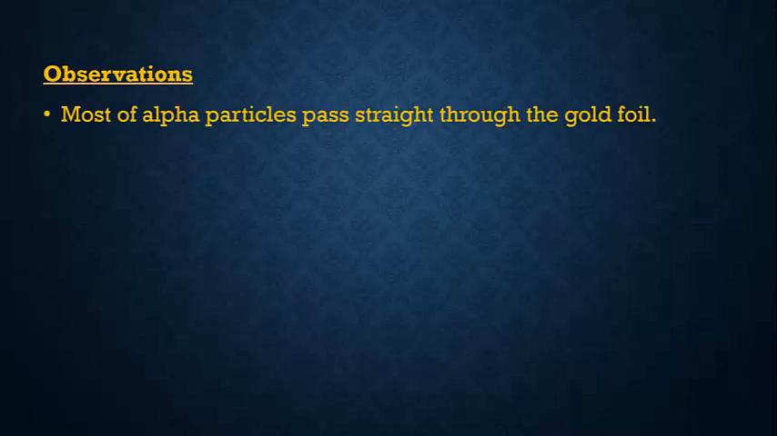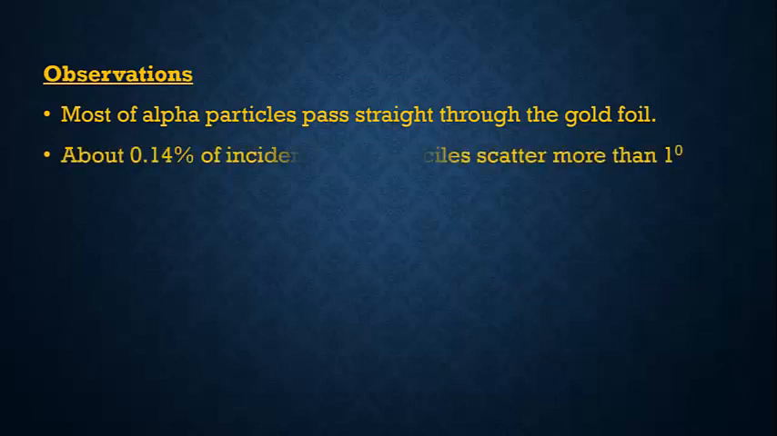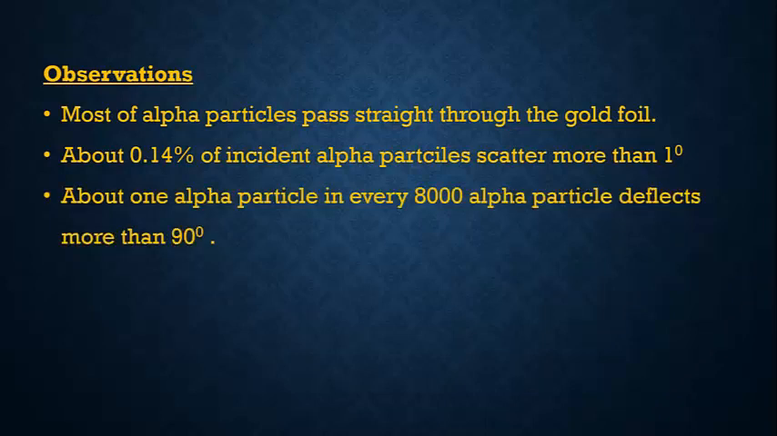As per Rutherford, what are the observations? Most of the alpha particles pass straight through the gold foil. About 0.14% of incident alpha particles scatter more than 1 degree. About 1 alpha particle in every 8,000 deflects more than 90 degrees. So most alpha particles pass through the gold foil, only a small percentage undergo scattering of more than 1 degree, and only 1 in 8,000 deflects more than 90 degrees. These were the observations which Rutherford made.